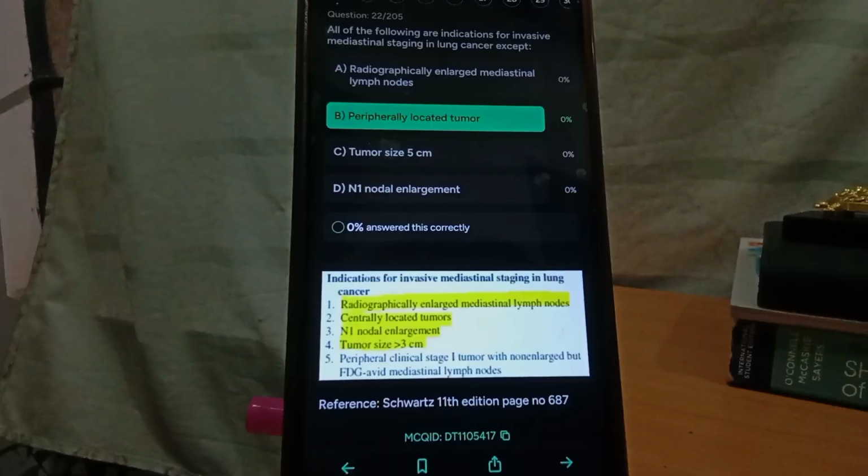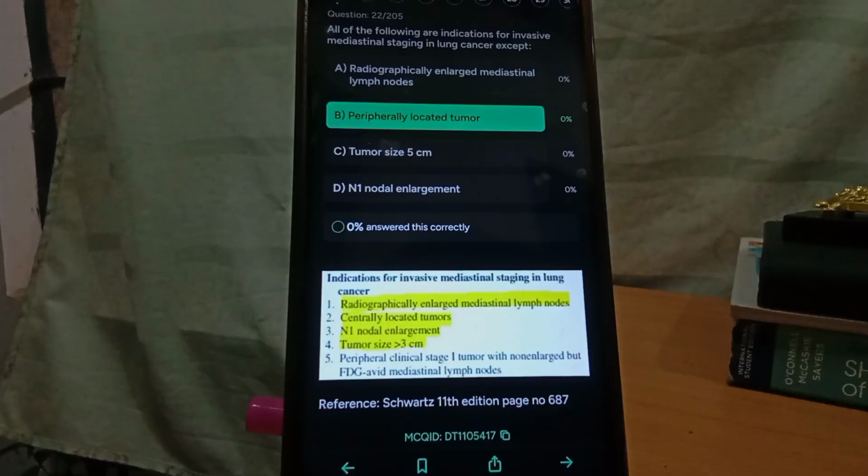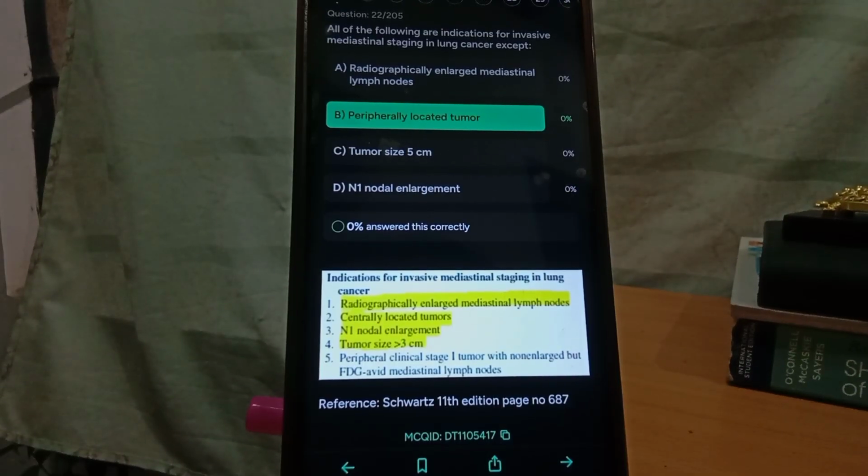When there is radiographically enlarged mediastinal lymph nodes, we do mediastinal staging. Then centrally located tumor, N1 nodal enlargement, tumor size more than 3 cm. Peripheral clinical stage 1 tumor with non-enlarged but FDG-avid mediastinal lymph nodes. So here the correct answer is peripherally located tumor.